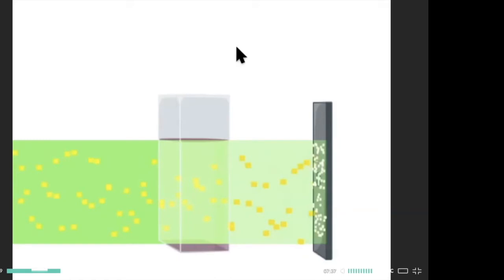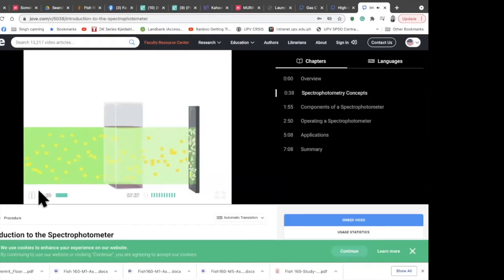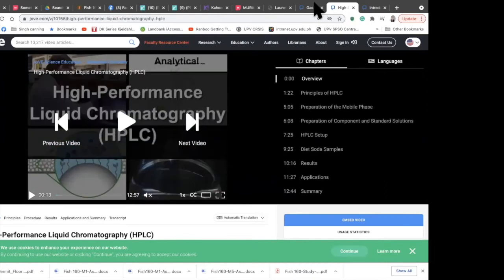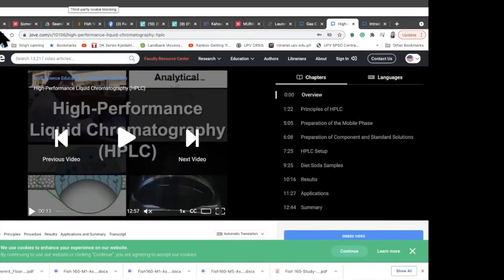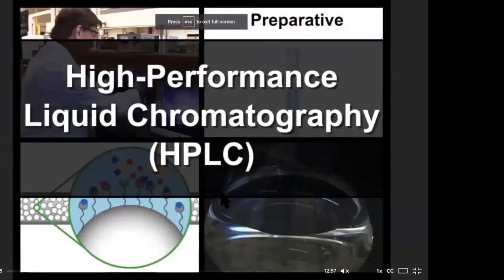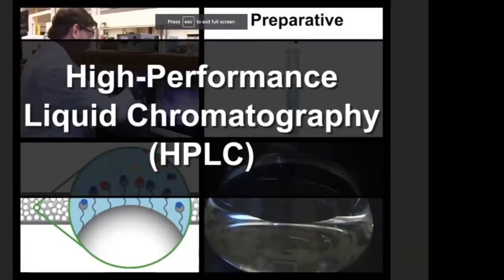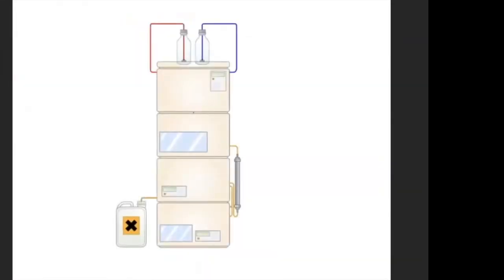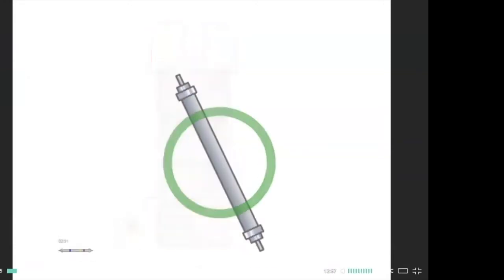Okay, so let me end sharing this screen and let me share another one. Okay, sorry. So here's another one. This one, let's do HPLC first. This is HPLC. Why does it have no sound? Oh, sorry. It really has no sound. Okay, again. I always have to repeat.